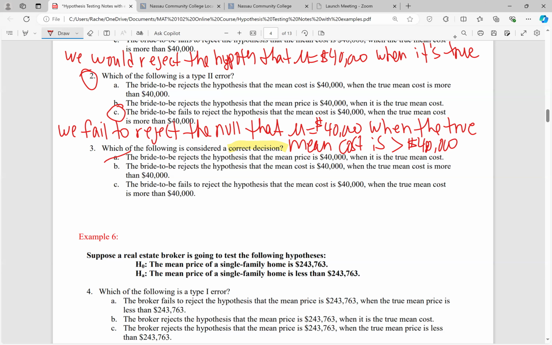B, the bride-to-be rejects the hypothesis that the mean cost is 40,000 when the true mean cost is more than 40,000. That's correct because she's rejecting the hypothesis that mu is equal to 40,000 when the true cost is more than 40,000. So we'd be going with the alternative. So that would be a correct decision. And then if you read C, C is not a correct decision. It's a type 2 error.